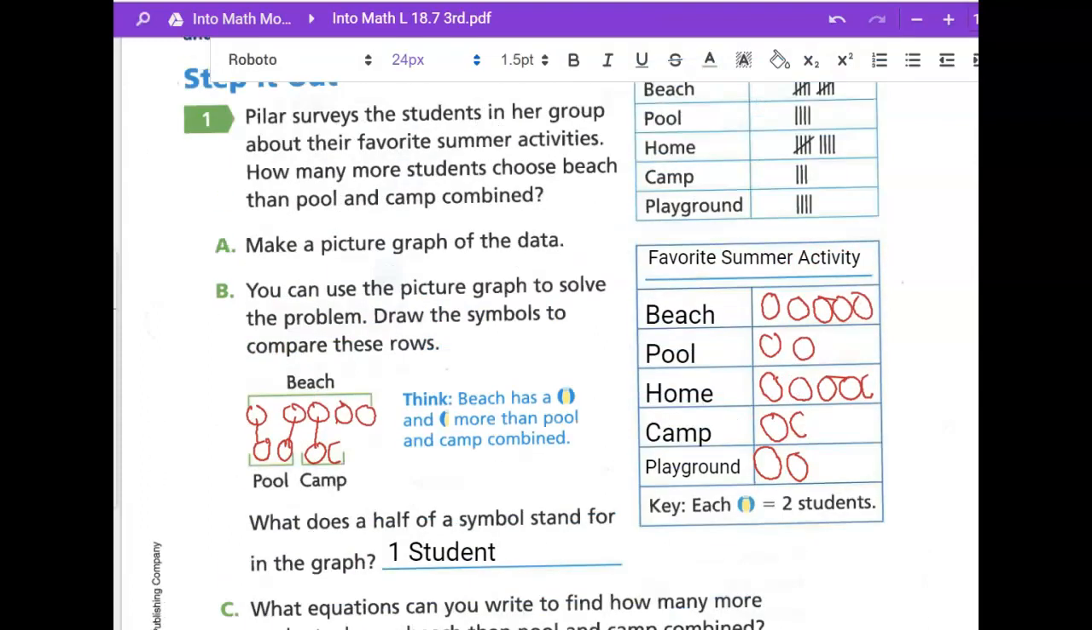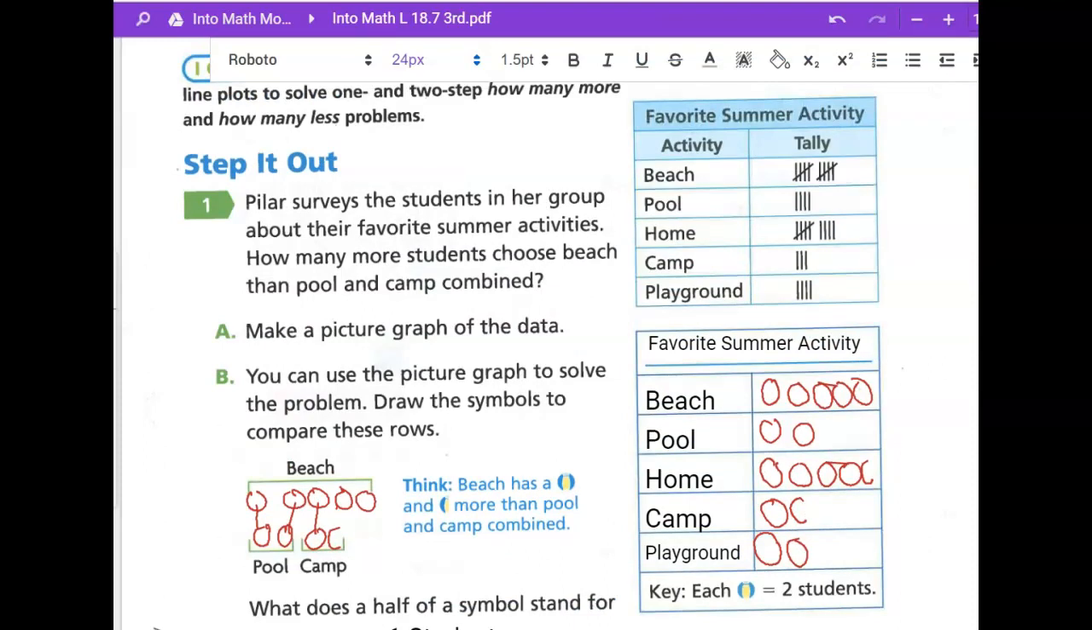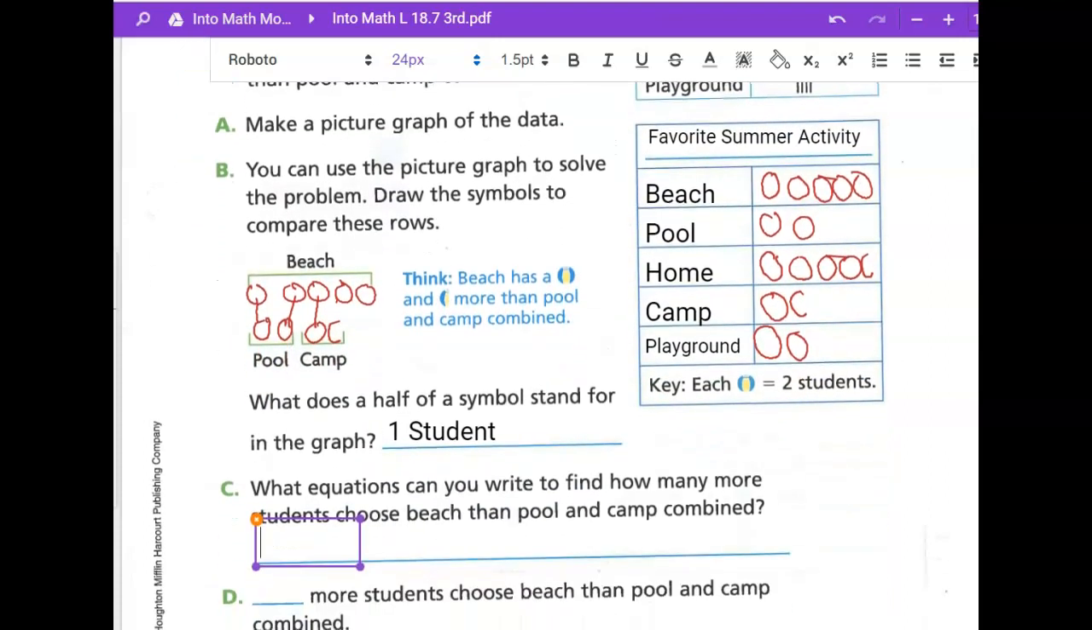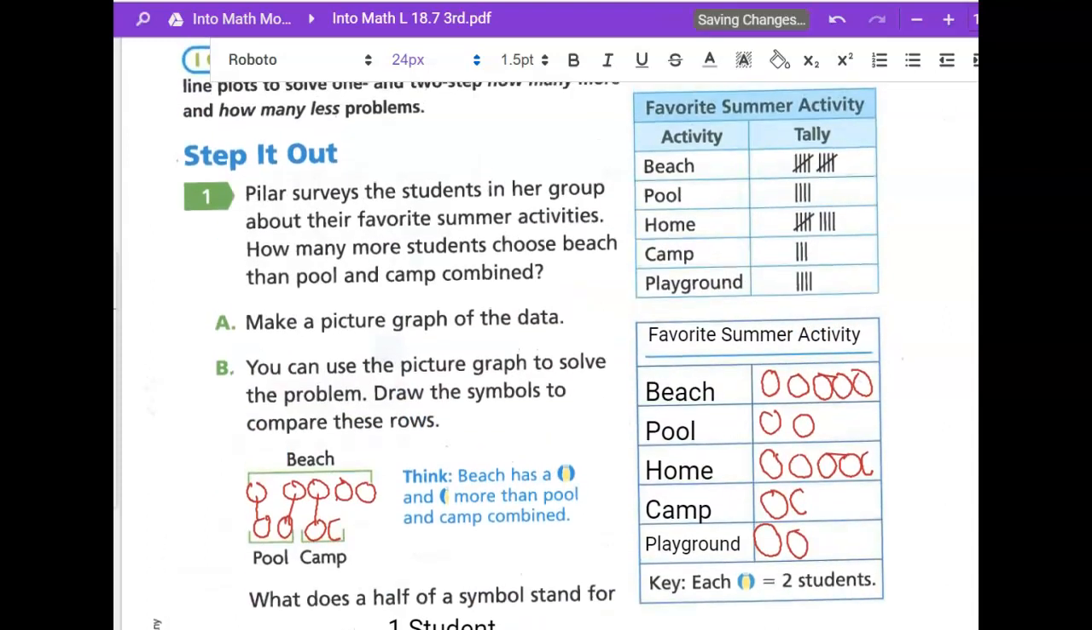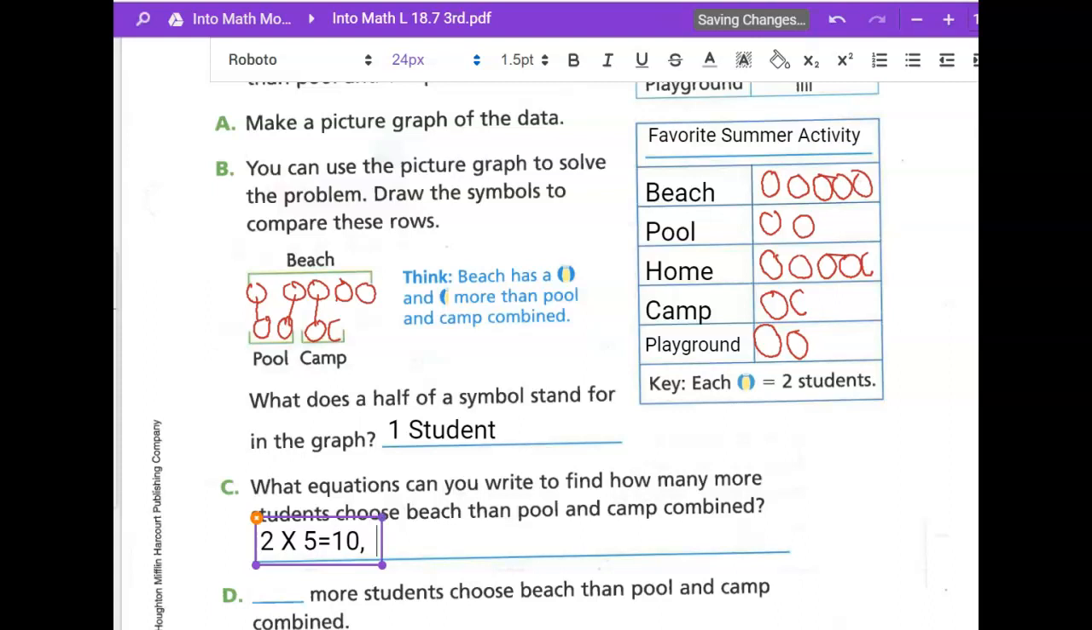So if we look at our tally chart, Kelton, what did you tell me I should do here earlier for the beach? 2 times 5, you told me, right? Equals 10. Okay. And then what would we have to do to find the number of pool and camp? 4 plus 3 equals 7.